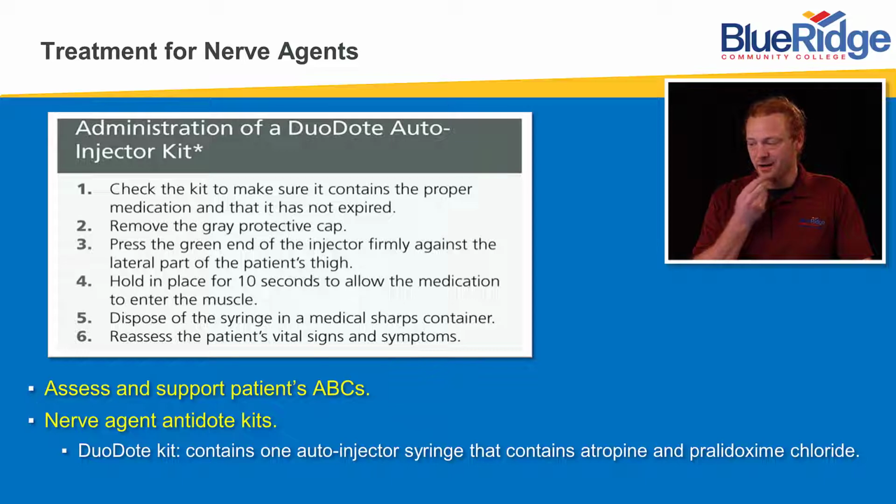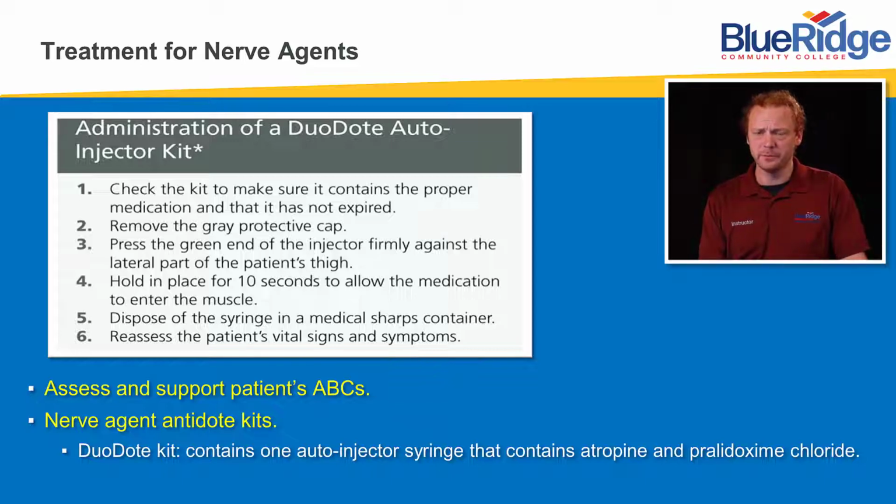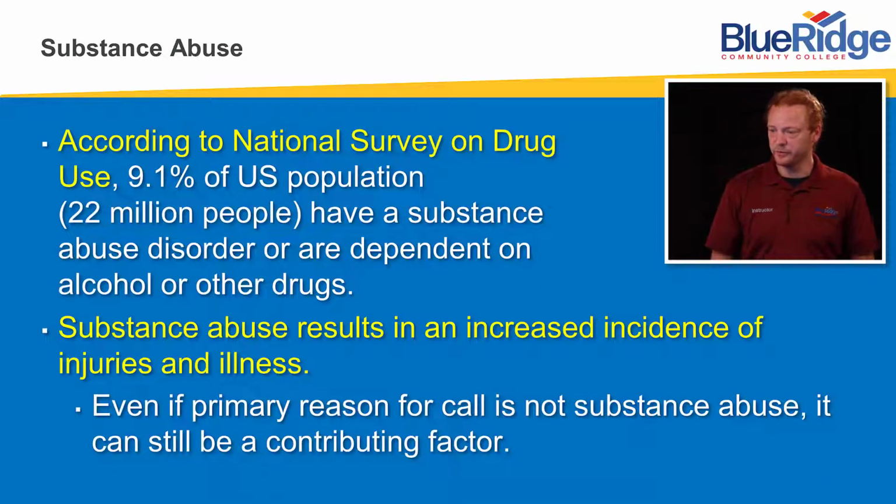DuoDote auto-injector kits contain an auto-injector that is filled with two types of medications, the first one being atropine and the second one being pralidoxime chloride. Most EMS systems do not carry those on their trucks on a regular basis. It's usually kept at their base or on a supervisor's vehicle, something of that nature. They are fairly expensive. Okay, so moving on to substance abuse.